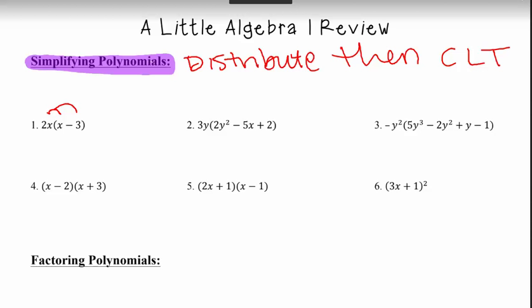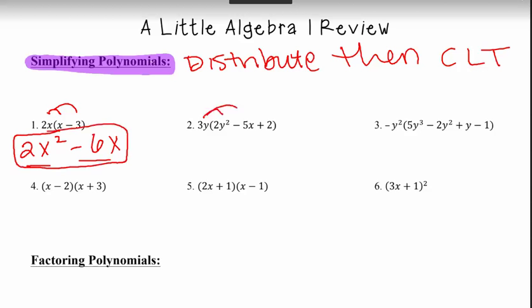So when I distribute, 2x times x is 2x squared, because x times x is x squared, you add the exponents. And 2x times negative 3 is negative 6x. Am I able to combine these terms? No. So I'm done.